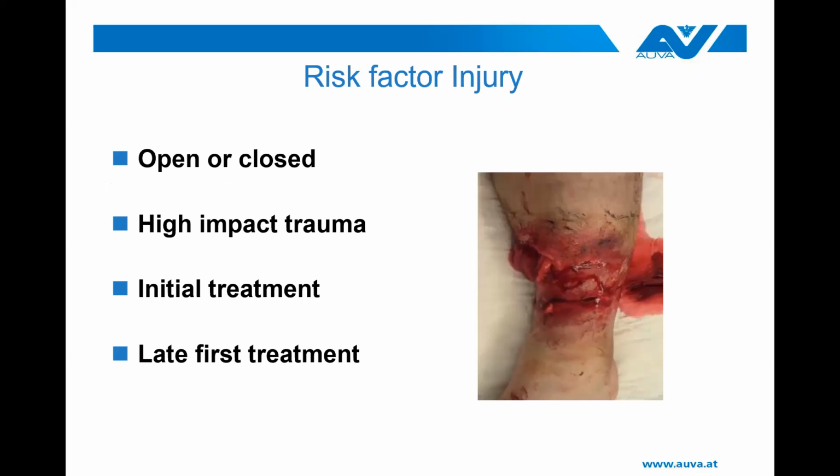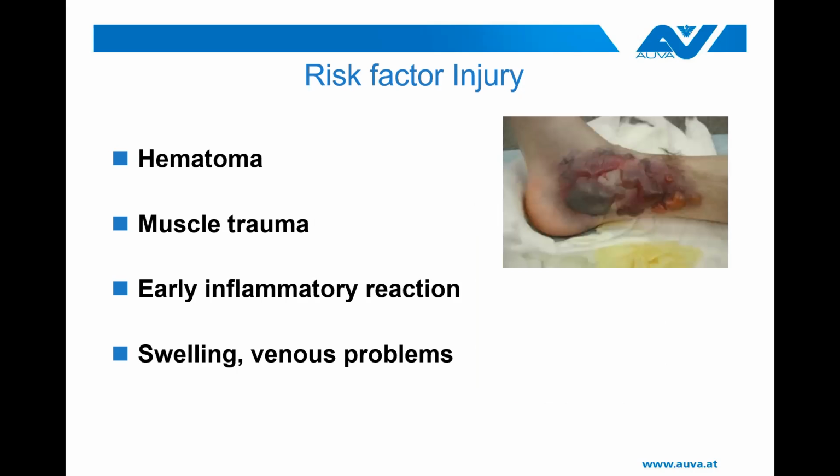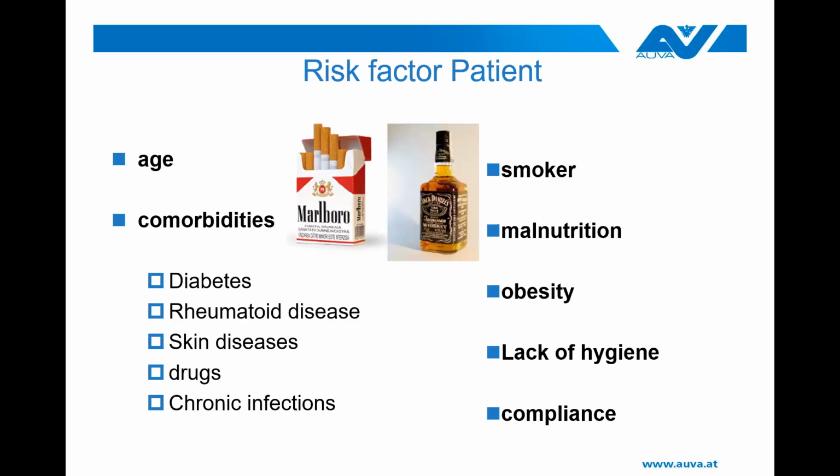You know these pictures of open fractures, high impact trauma, and late first treatment. These are risk factors for developing non-healing bone. Even the muscle trauma, the whole soft tissue problem is one of the main issues in non-union of bones. So you know all these risk factors.